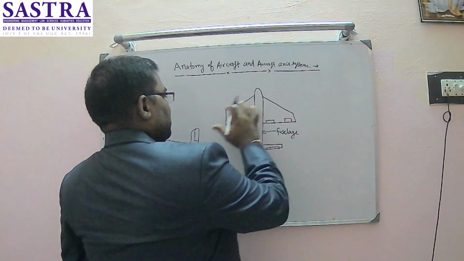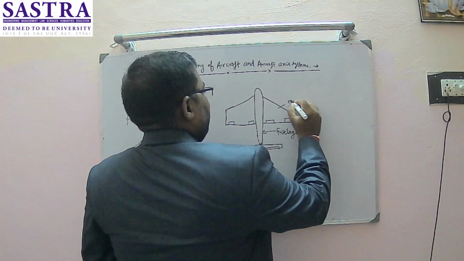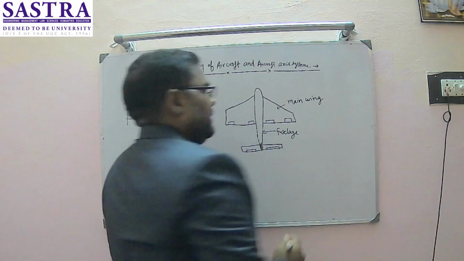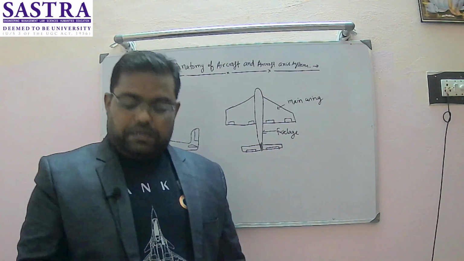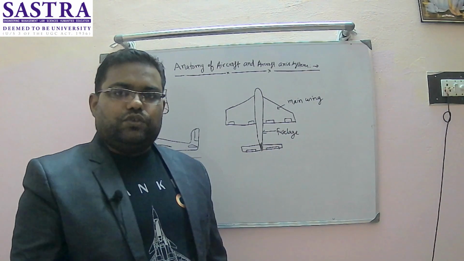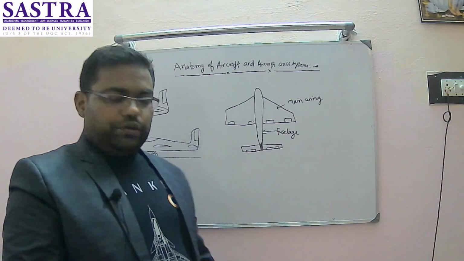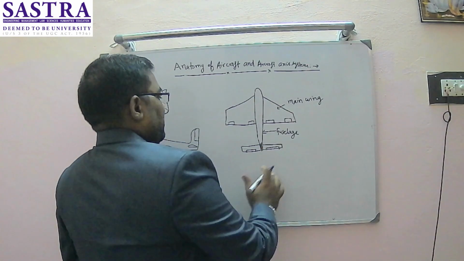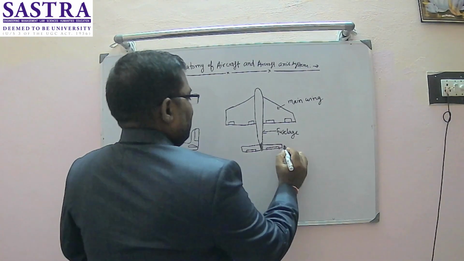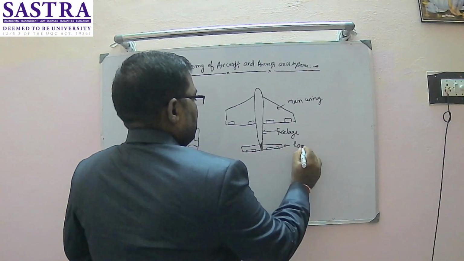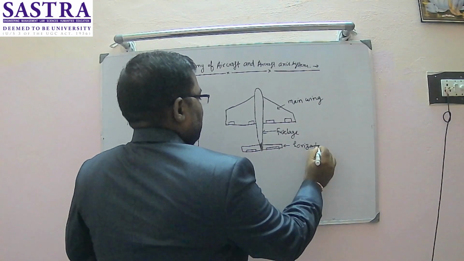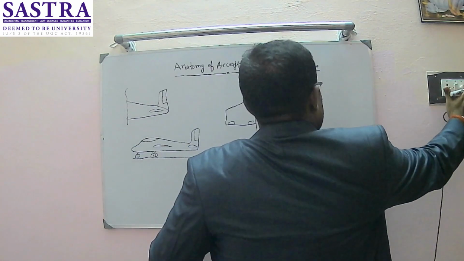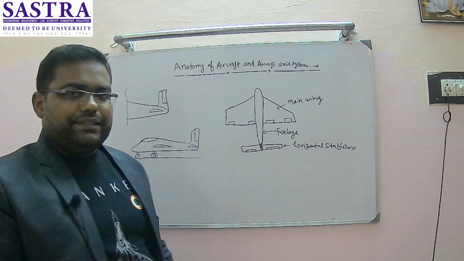And this portion, which is here, is known as the main wing. The main wing is responsible for creating 90% of the lift to make your aircraft fully airborne. Now if you look at the structure available at the tail side, which is here, this is known as the horizontal stabilizer.